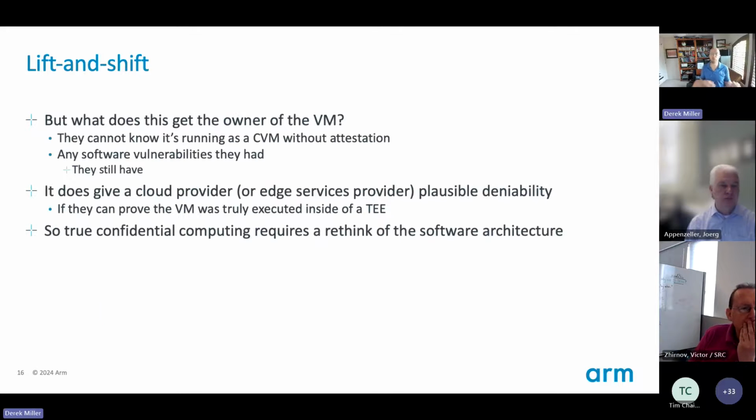However, what does the owner of the VM get by moving their confidential workload into the trusted execution environment? If they haven't performed attestation, which is an additional step with additional software requirements, they cannot know that it's running as a confidential VM or in a realm. And any software vulnerabilities that they had before, they still have inside their software stack. What it does do is give a cloud provider or an edge services provider plausible deniability. If they can prove that the VM was truly executed inside a trusted execution environment, they can say, we never saw your data, we never had any access to your data.